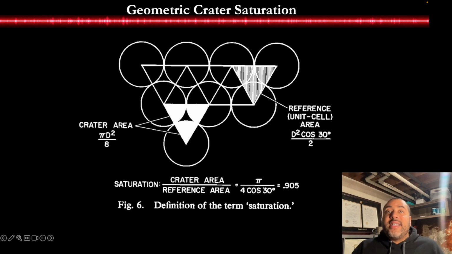And what you find is that you can cover about 90% of the surface with craters. However, there'll be about 10% that's not covered. So that is what we call geometric crater saturation. However, this is never really achieved because craters don't line up so nicely. And we'll talk a little bit more about that as we go further into the lecture.